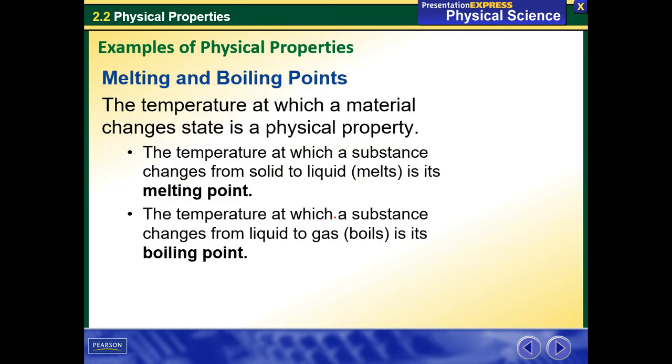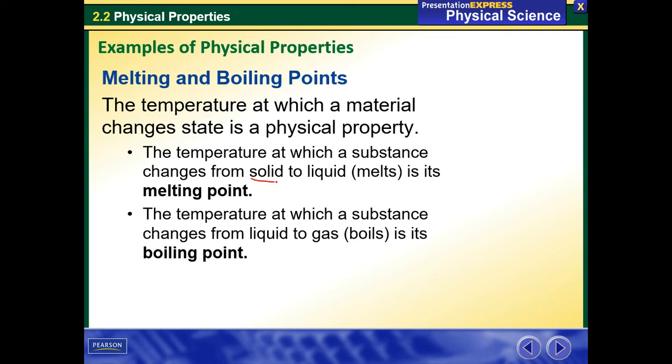The next two are melting and boiling point. Temperature is considered a physical property because you can measure or observe that something is hot and it doesn't change what it is. If you observe that you have hot water, it is still water. Now, there are two types of temperature changes, melting versus boiling point.